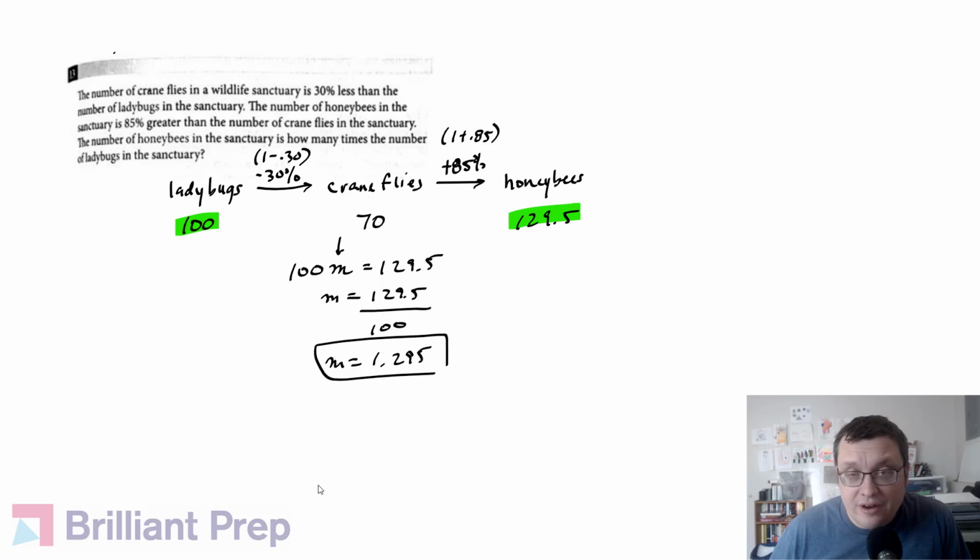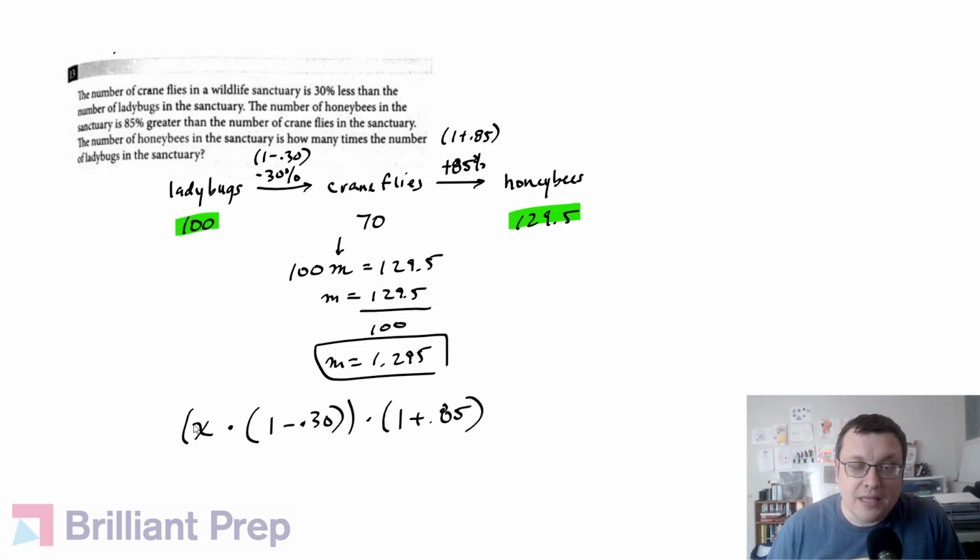Now, if you wanted to use variables instead, we could do that. We could start with x for the number of ladybugs, and then we want to take our x and decrease it by 30% because that will get us the crane flies. And so to do that, again, like we did when we had numbers, we're going to multiply this by 1 minus 30% as a decimal because we are taking away 30%. So following our percent change trick, we're going to multiply it by this. And then whatever that result is, we're going to increase it by 85%, which is the same as multiplying it by 1.85.